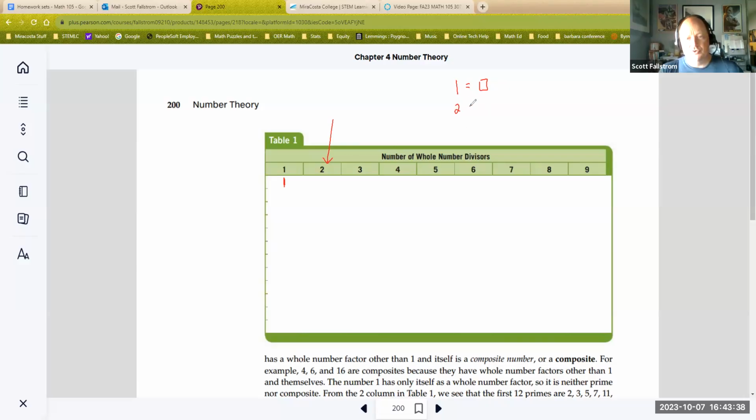Let's see here the number 2. Well, the number 2 I could draw as a rectangle like this, which would be 1 by 2. So that one would have 2 divisors. I put it in the 2 column. The number 3, I could definitely write in rectangular form as a 1 by 3. I can't make another one. So that's it. So the number 3 actually goes in the column for 2 because the number 3 has 2 divisors. Okay. Let's go to the number 4.